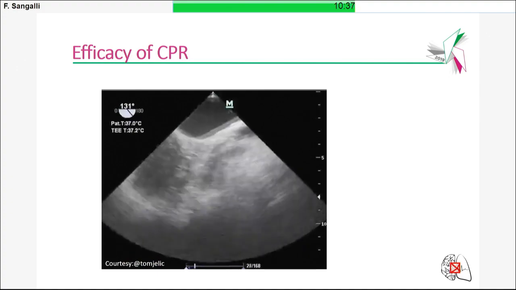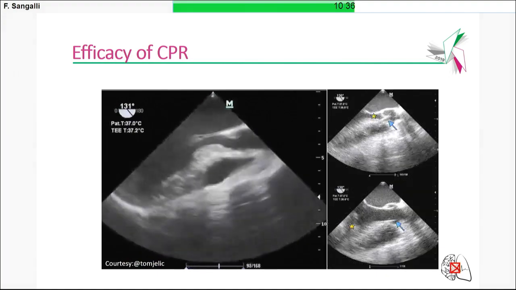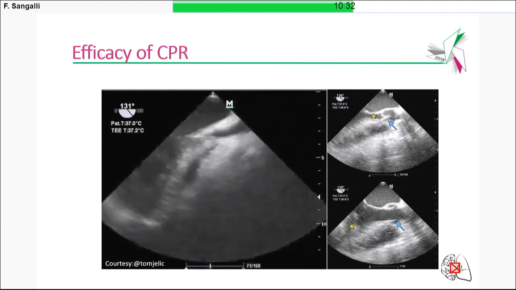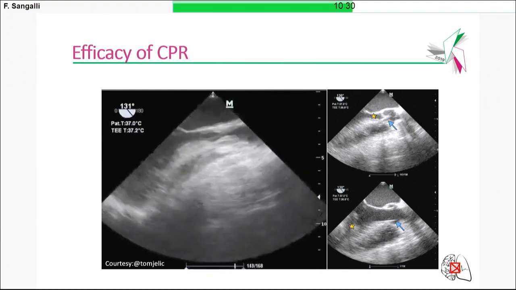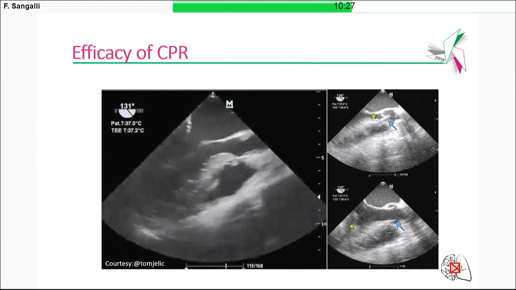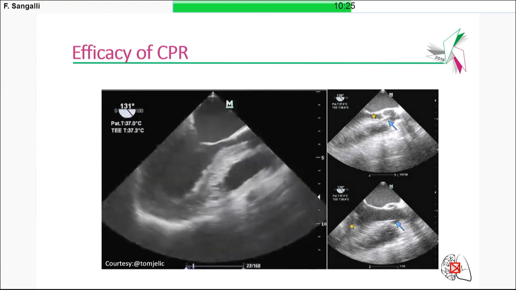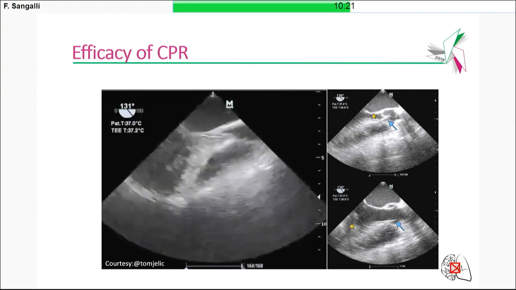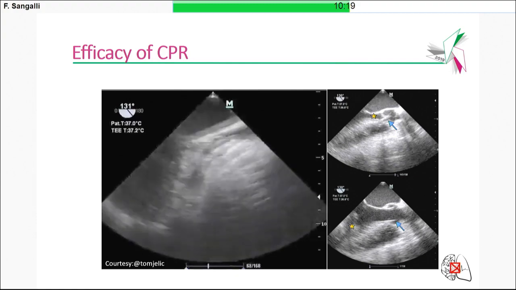Same thing in this other picture. You see this was a mechanical chest compression device, which was compressing the LVOT instead of compressing the LV, and so the aortic valve was compressed, was not opening, was not ejecting, and just by adjusting the position of the device, CPR could be optimized.